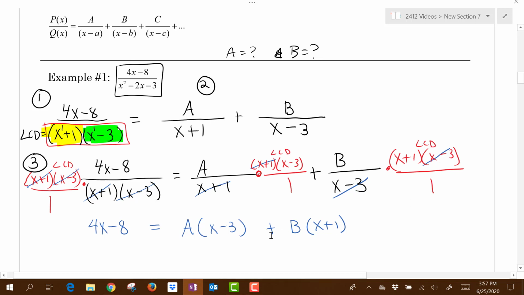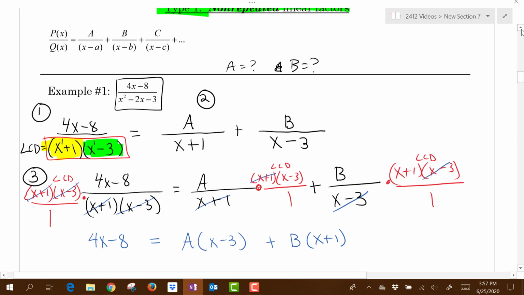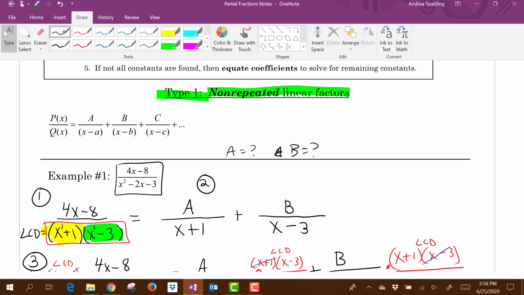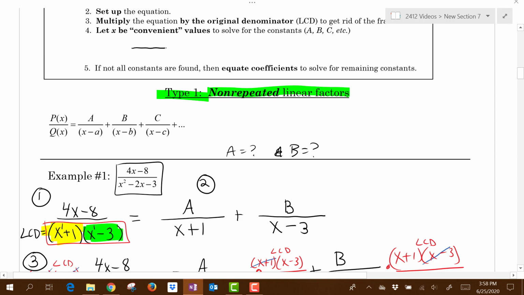All right, so that's our equation without any denominators. Okay, step 4. Step 4 says let x be convenient values to solve for the constants A, B, and C, and so on. All right, so what does that mean? What we're going to do is take each denominator, set that denominator equal to 0, and then solve.